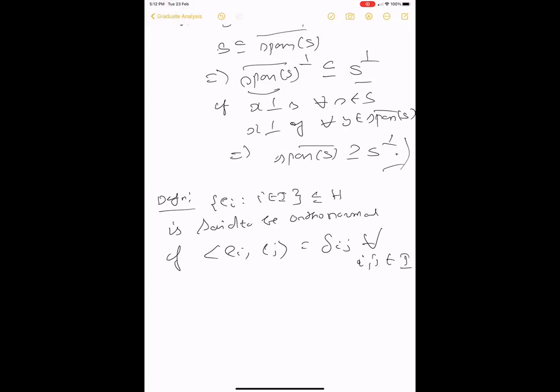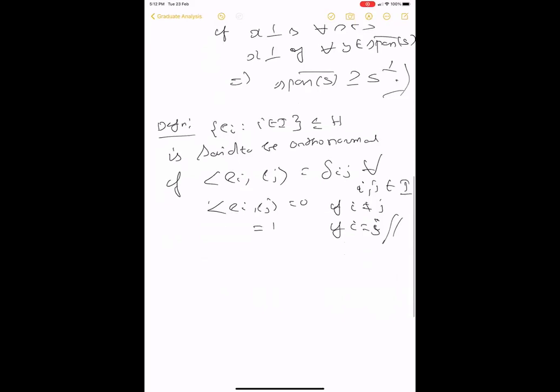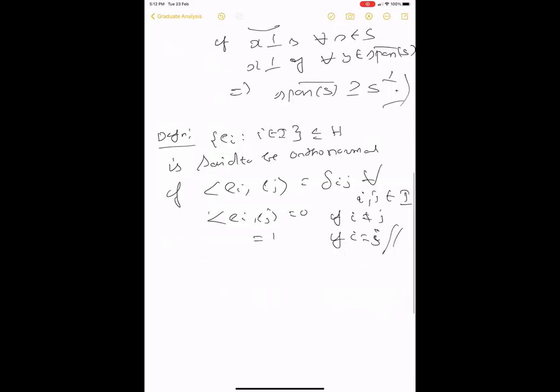Okay, so if i is equal to j, then the inner product of e_i and e_j is the norm squared, which is 1. And when i is not equal to j, it is 0. That's what it says: the inner product of e_i and e_j equals 0 if i is not equal to j, and equals 1 if i equals j. So this is what is called an orthonormal set.